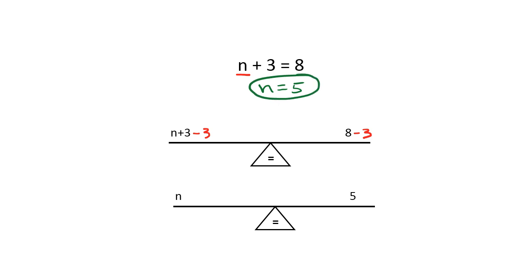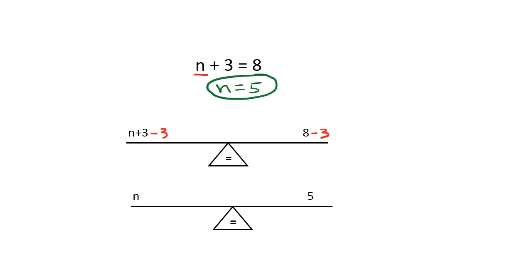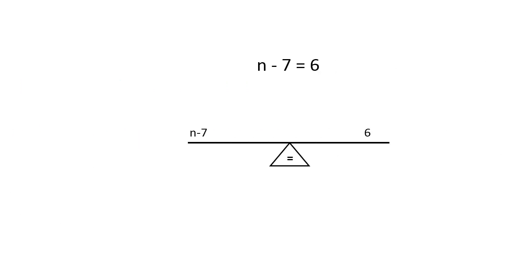All right, let's look at another one. Here's another problem. This one has subtraction. n minus 7 equals 6. So again on my teeter-totter here, I've got n minus 7 on the left and a 6 on the right. Now the opposite of subtracting 7 would be adding 7. So if I do it to the left, I must also do it on the right.